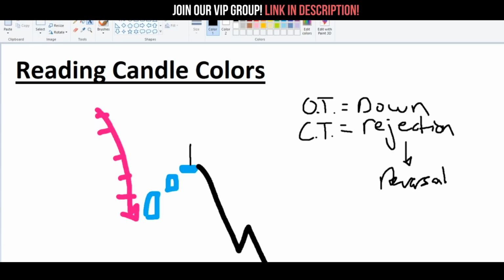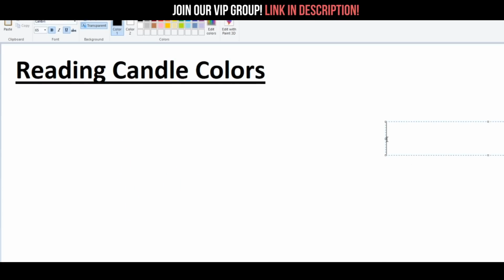So these are all things that we can do just by looking at the candles and looking for signs of rejection, looking for the overall trend of a market using the dominant color. So I hope this makes sense. These are just some ways that I like to read candlestick patterns and candlestick colors.